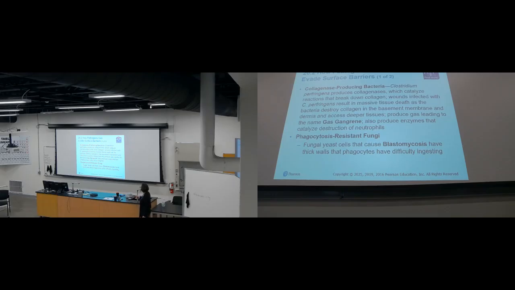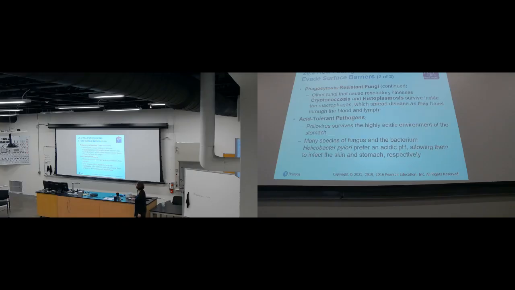Now we have some fungi that are resistant to the action of the immune system, like Blastomyces. So these are fungal yeast cells that cause a disease called blastomycosis. It's an infection of the skin, and because it has very thick walls, the fungal cells are not easily eaten by the phagocytes, like the neutrophils or the macrophages.